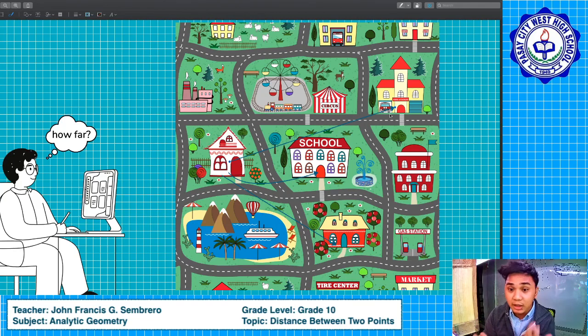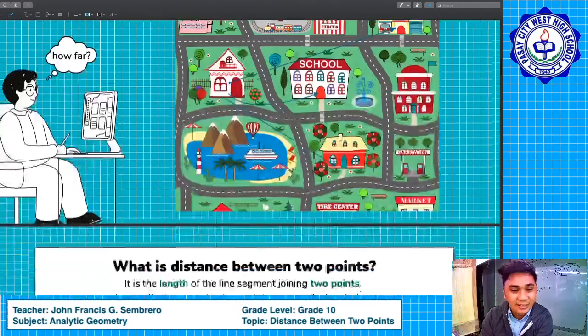And if we try to put this map into a Cartesian plane wherein your house is one ordered pair and the school is another ordered pair, we can easily determine its distance. Are you excited to know that? I'm excited as well. So let's proceed.